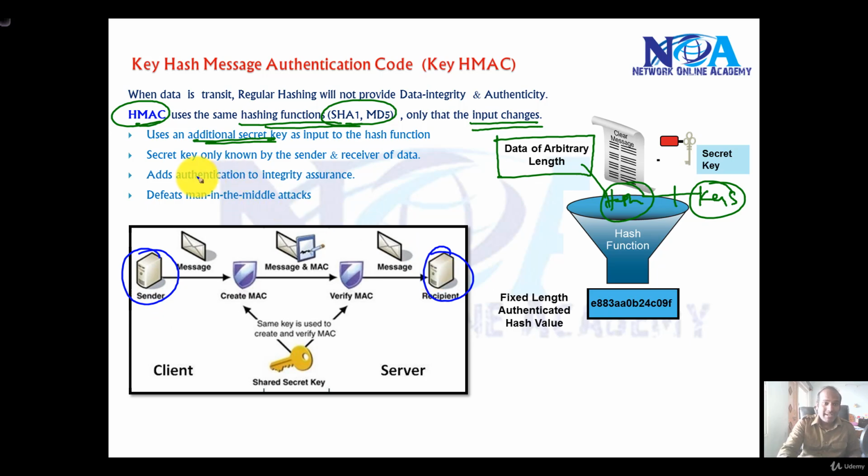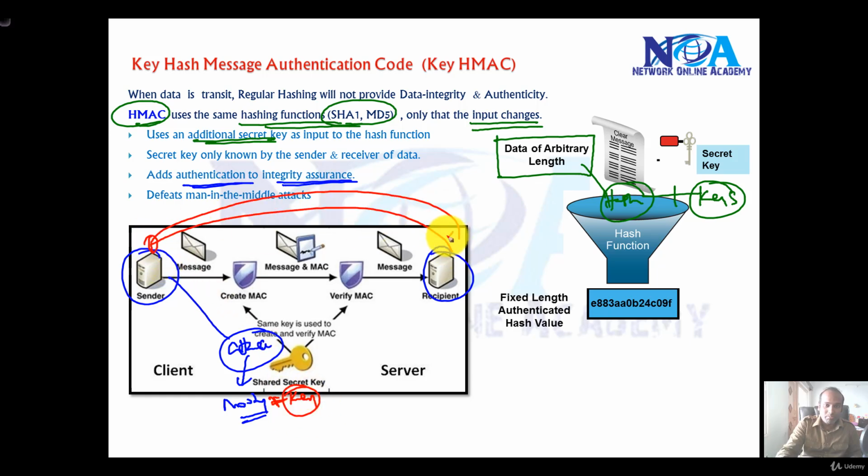This adds authentication to the integrity assurance, because even if an attacker captures your data and tries to modify it, he cannot match the actual hash value unless he has the key. This key is exchanged or known between these two parties. In terms of VPNs, we'll be talking about algorithms like Diffie-Hellman, which are used for securely exchanging the keys between both sides. If the key is unknown, you cannot match the hash value.